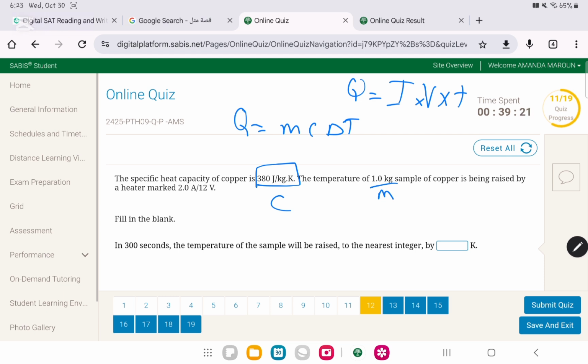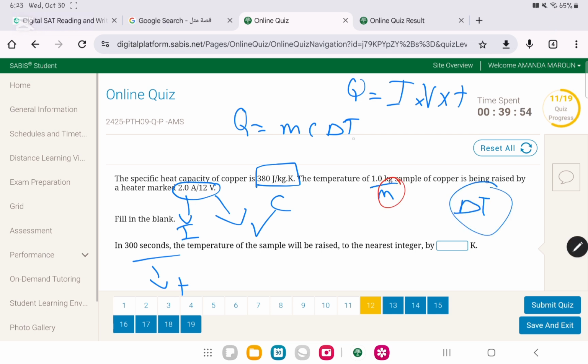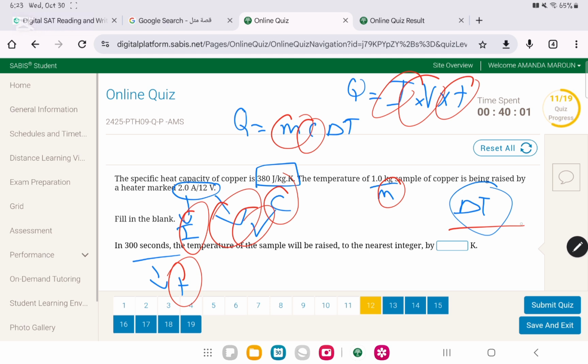Then the temperature of 1 kg, which is the mass sample of copper, is being raised by a heater marked 2 amperes, 12 volts. So we have the current I, and we have the voltage V. Then they gave us the time in seconds. Okay, the temperature of the sample will be raised to the nearest integer. So now they want us to find what? They want us to find delta T. So notice, we are given the mass, we are given the C, we are given the I, we are given the V over here, and we are given the T, but we need to find the delta T.